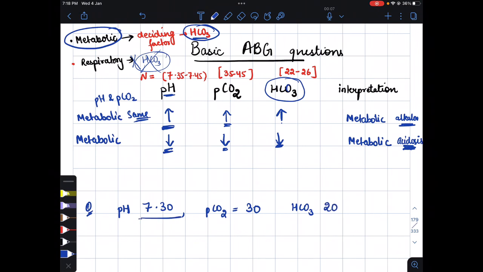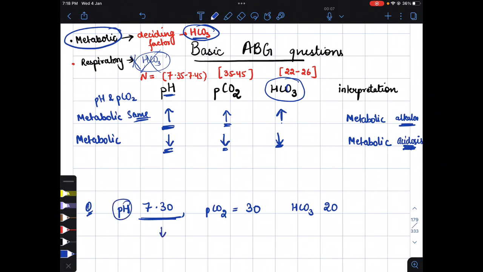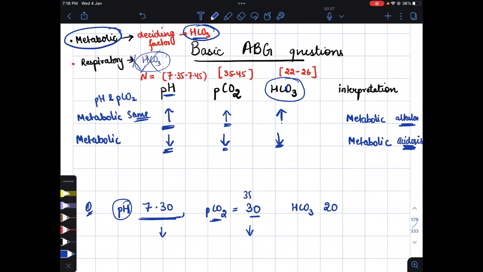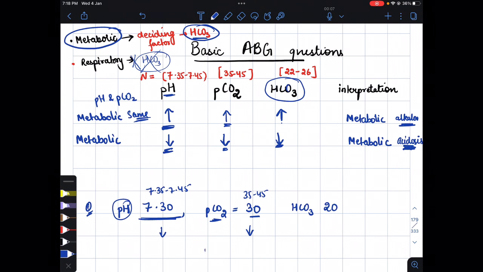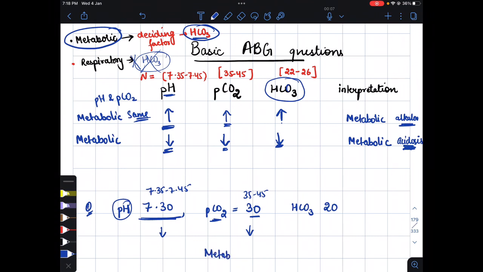So here we can see the pH level is decreased. Partial pressure of CO2 is also decreased, because normal is 35 to 45 and normal pH is 7.35 to 7.45. So both values, pH and CO2, are decreasing here. It means that it is a case of metabolic.